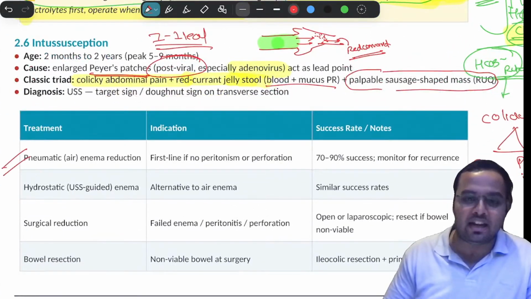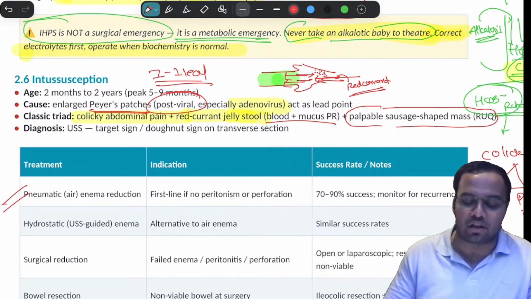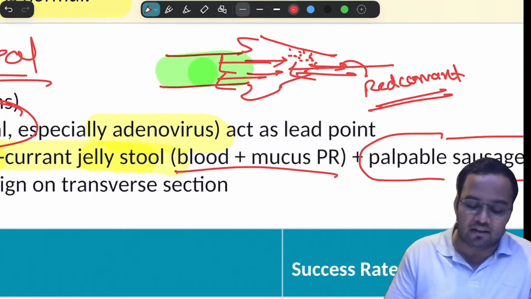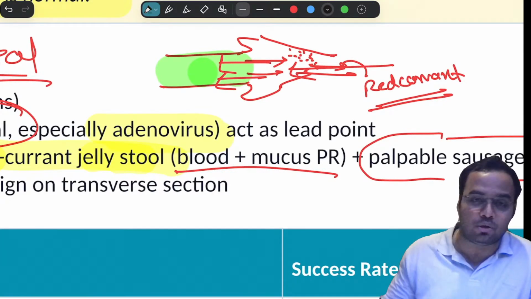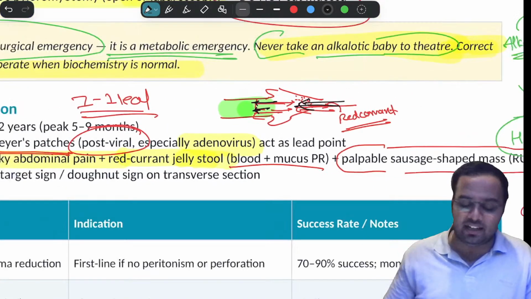So you can go for an air pushing. When you push the air, the intussuscepting segment will naturally go back because of the pressure of the air. Whenever you put a catheter and insert air inside the cavity, it is going to push the segment outside. So that is the pneumatic decompression.